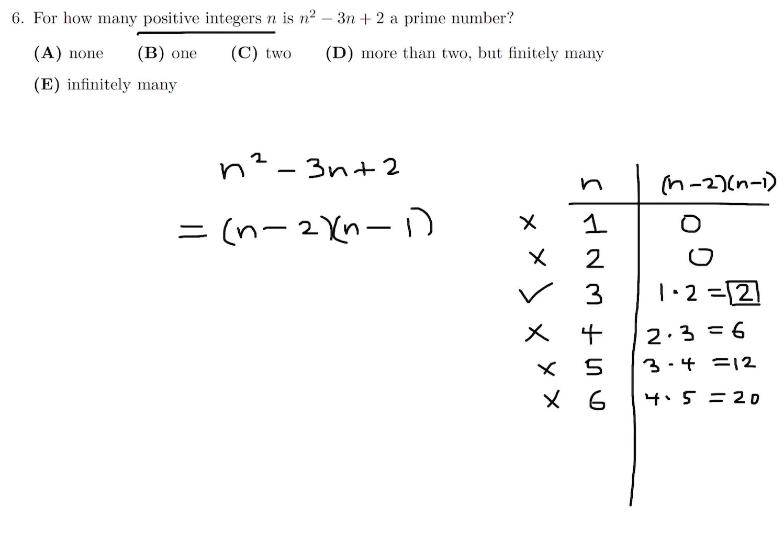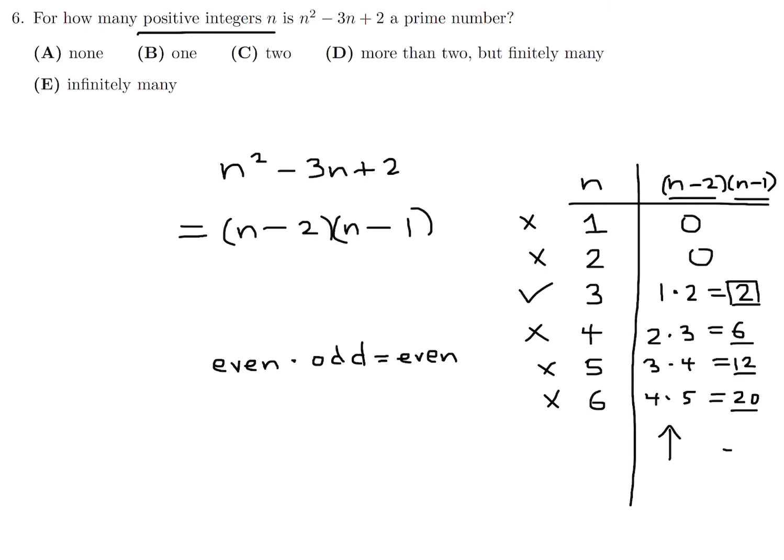Now what I want you to notice is that if you keep going like this, the numbers are always even. Why? Because you're multiplying two consecutive numbers. No matter what n is, they will be two consecutive numbers. So 5 and 6, 6 and 7, 7 and 8. And if they're two consecutive numbers, one of them will always be even. And therefore, if you take an even number and multiply it by an odd number, it will always be even, as you can clearly see from these examples.